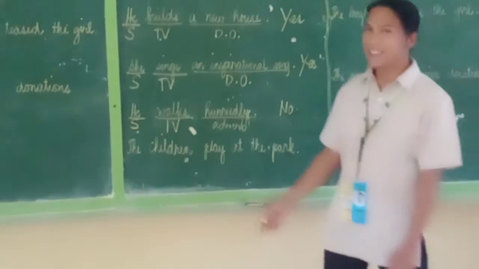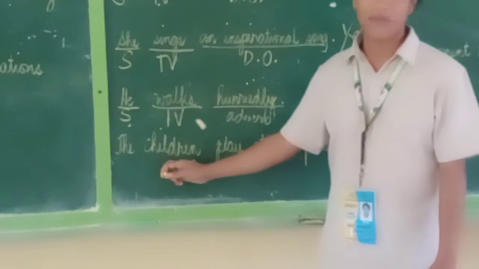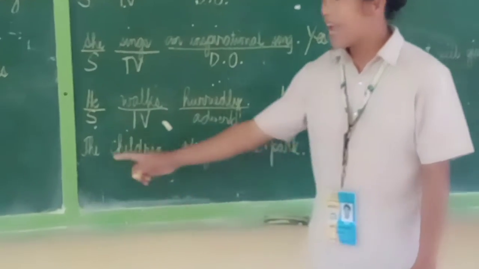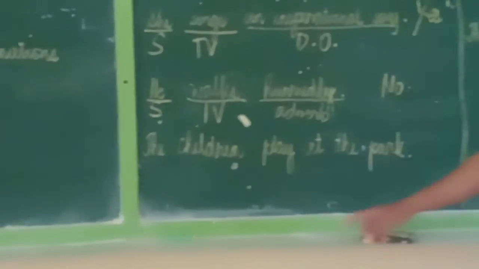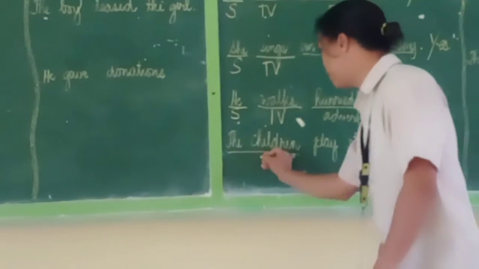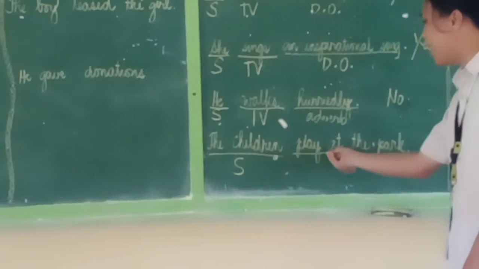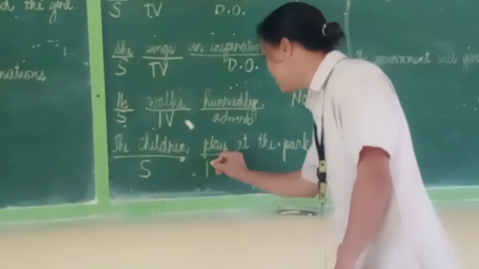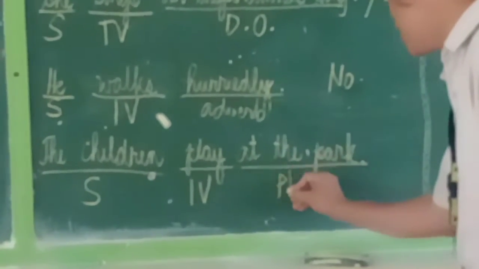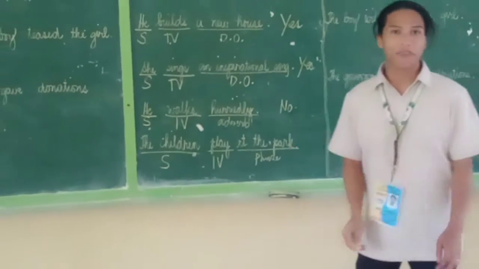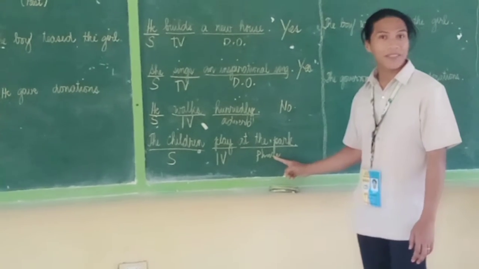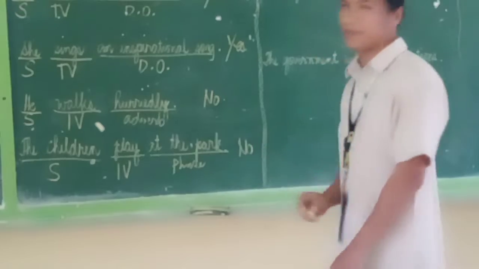Okay, what about the last sentence? Can this active voice sentence be rewritten to passive? Let us try to find out. Read. The children play at the park. What is our subject? The children. And our verb is play, and this is an intransitive verb. And at the park is our phrase, which is a prepositional phrase. So, can this be rewritten to passive voice? The answer is no.